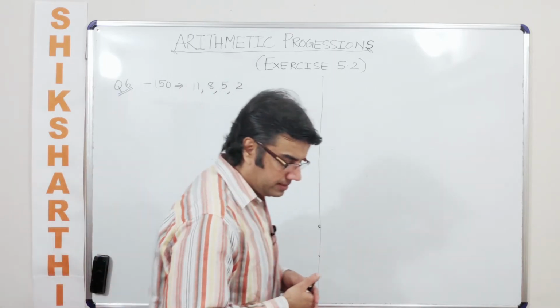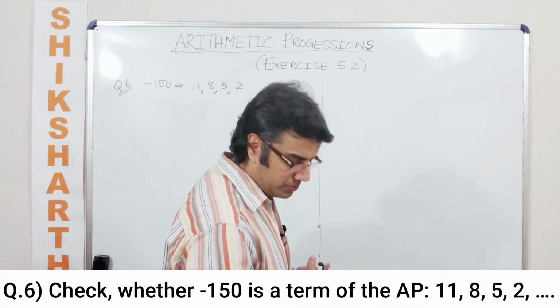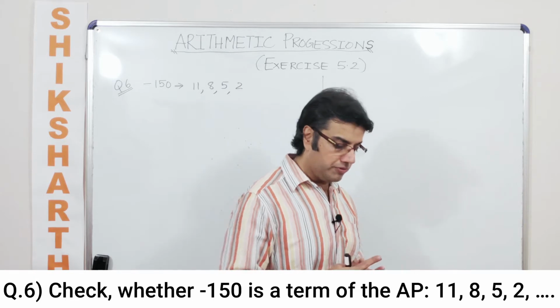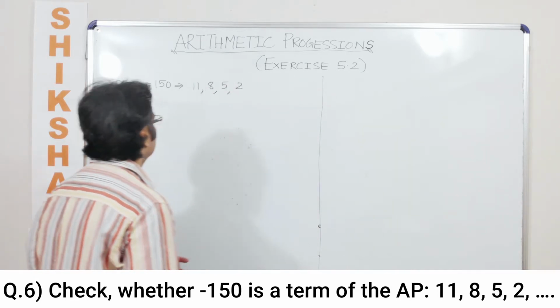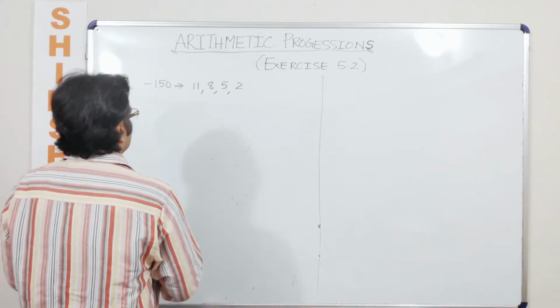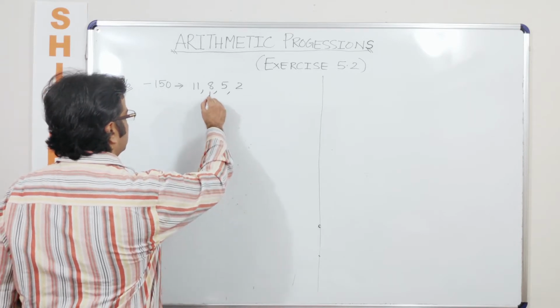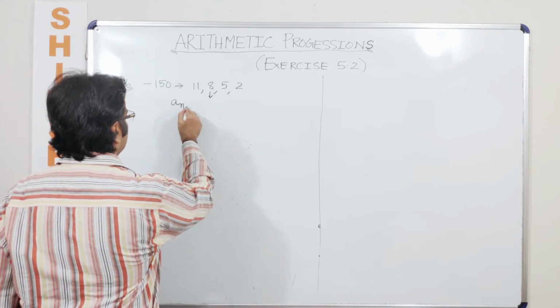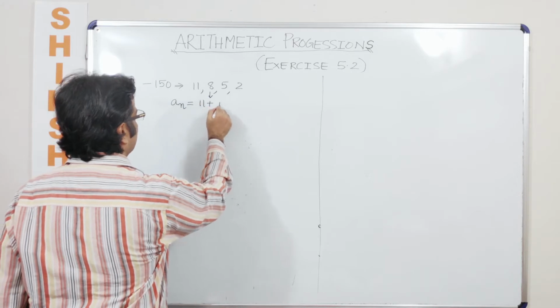Now question number 6 says, check whether this particular number which is minus 150 is a term of the arithmetic progression which is 11, 8, 5 and 2. So the very first thing that you need to do here is write down the nth term of this series, which is nothing but 11 plus n minus 1.